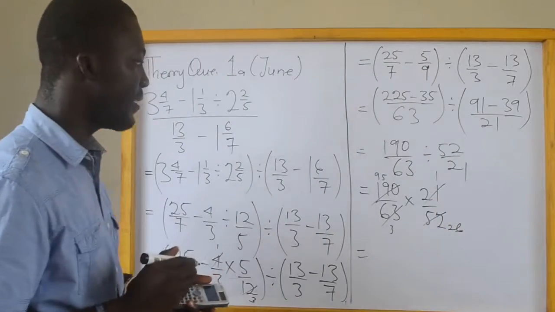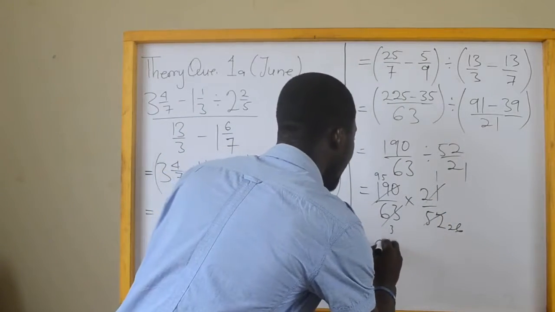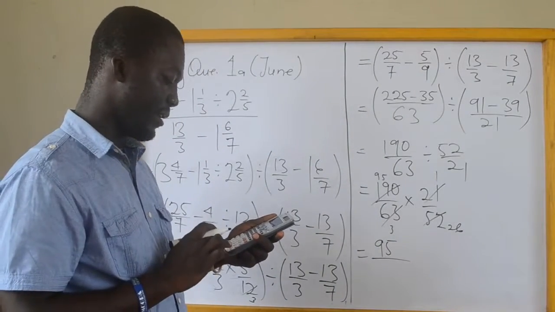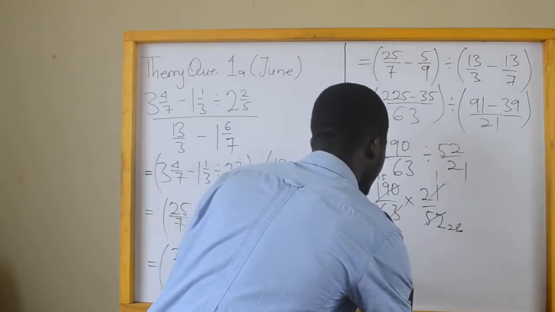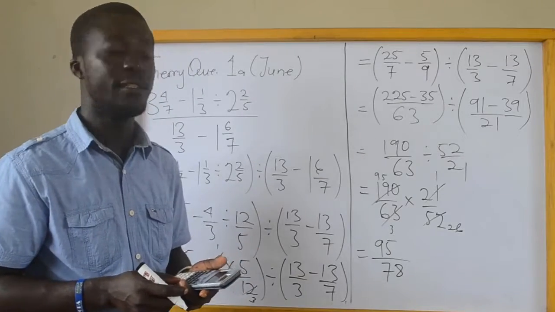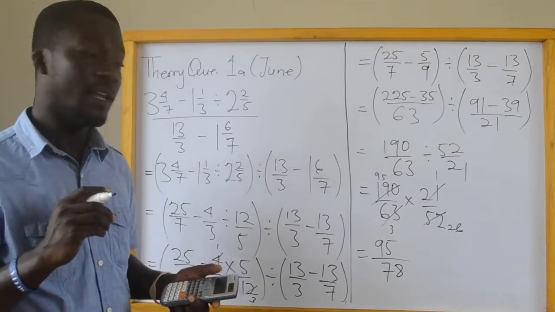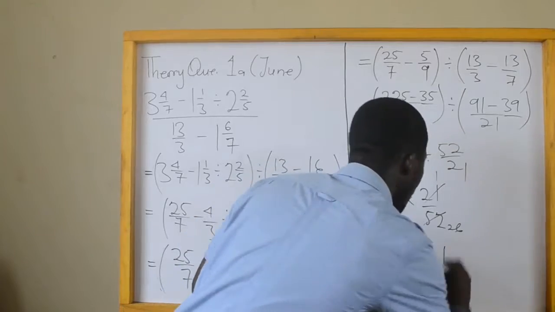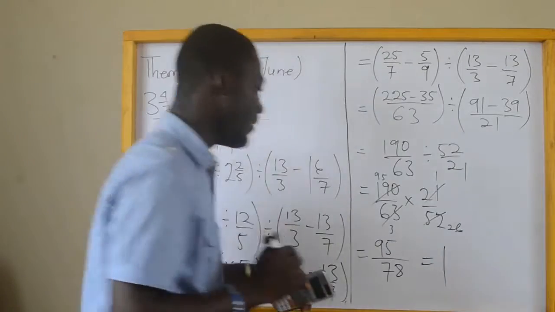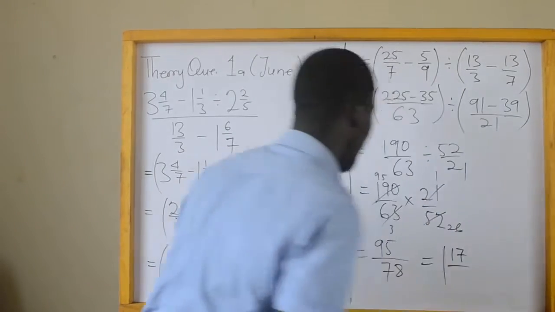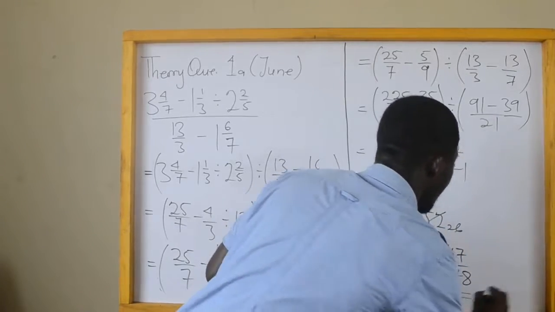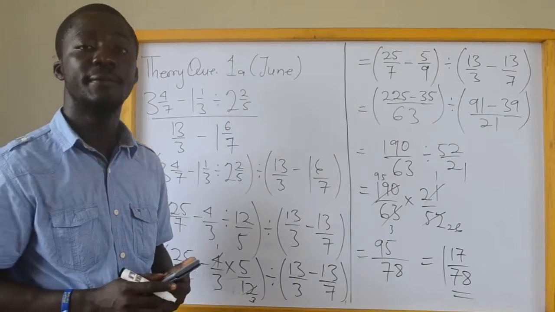So at the end, we are going to get 95 over 26 times 3, which is 78, which is an improper fraction. So we can convert it to a mixed fraction as one whole number 17 over 78. That will be our final answer.